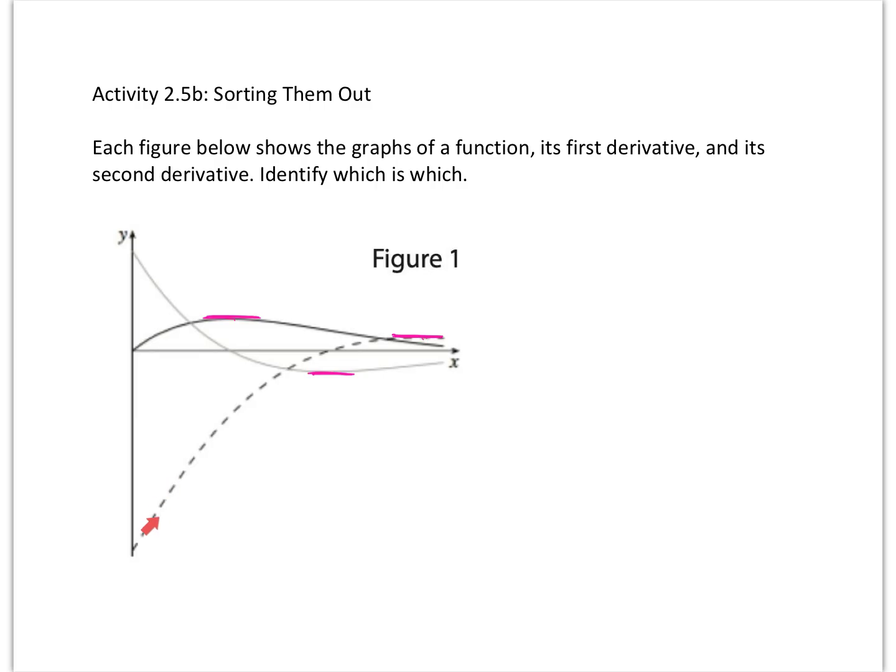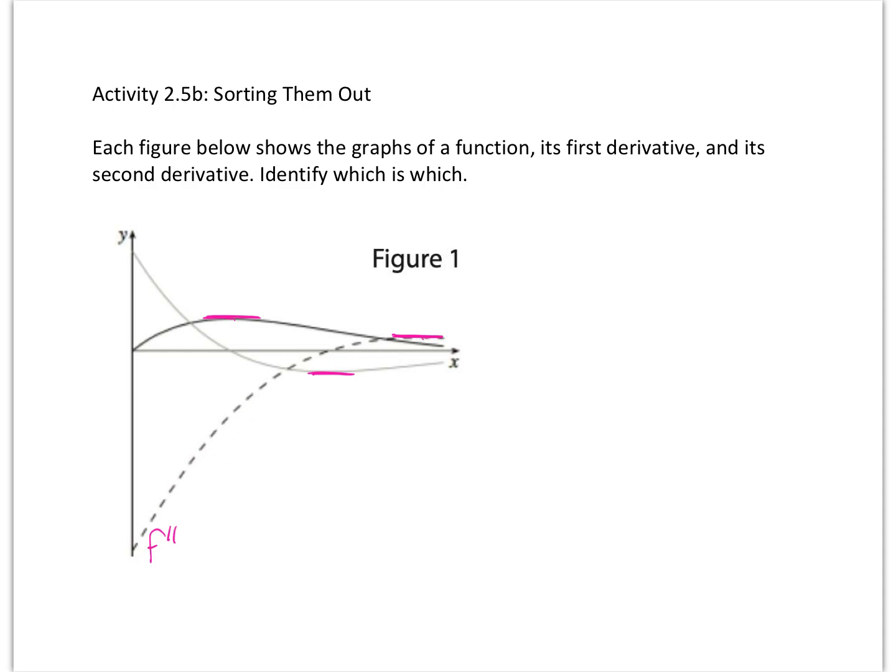So this dashed line does not have a derivative in this picture, because if the derivative of this dashed line was graphed, it would have an x-intercept right here, which means that this must be f double prime, because its derivative is not graphed. If its derivative were here, it would have an x-intercept where this horizontal tangent line is, but it doesn't. Okay. So f double prime is the dashed line.